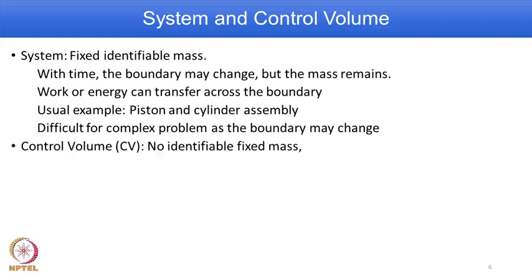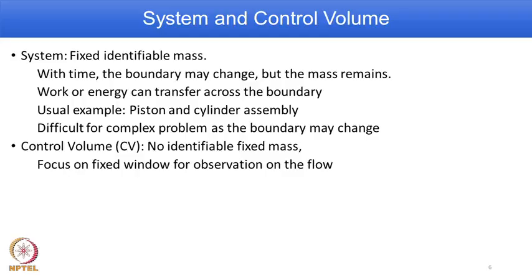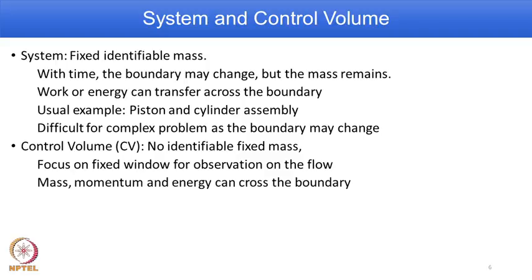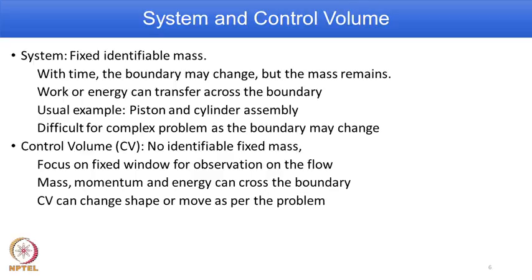So there is an alternative, what is known as the control volume, where you do not really focus on a fixed quantity of mass, only on the boundary. You focus on a fixed window and then observe what is happening to that window. So we can have mass transfer, in addition to momentum as well as energy transfer, crossing the boundary. A control volume can change shape or move; it need not be fixed in a flow.